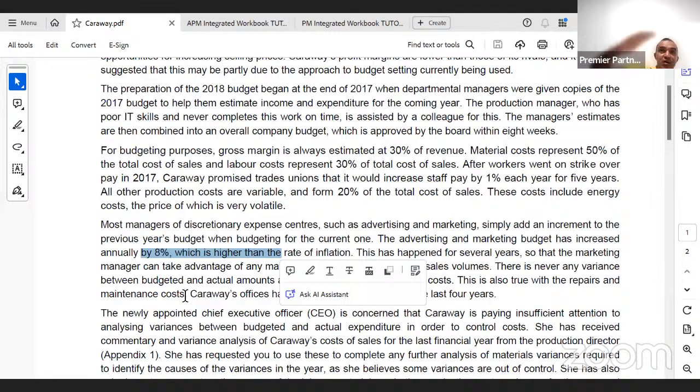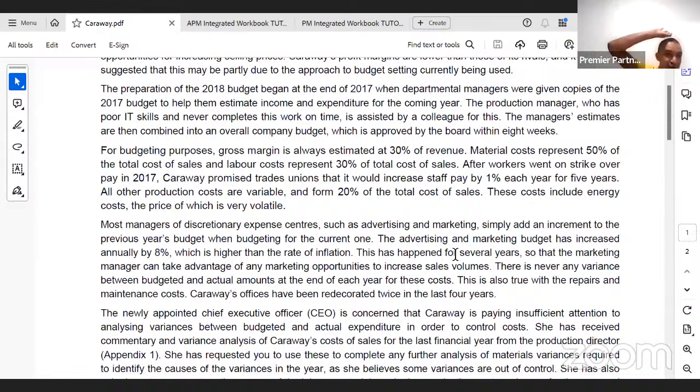Why do you want to increase the cost beyond inflation and show a reduced margin? Keep it in line with inflation. This has happened for several years. That means you have already lost a lot of money, right? So that marketing manager can take advantage of any opportunities to increase sales volume. So he's playing it very safe. Like I said, you are breeding lazy managers. You are not breeding competitive managers.